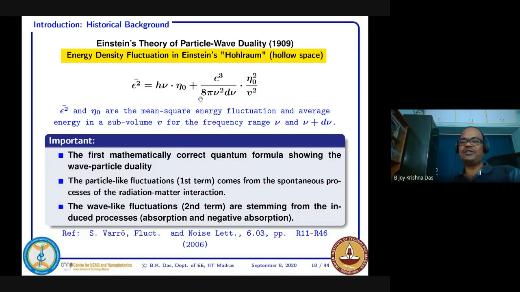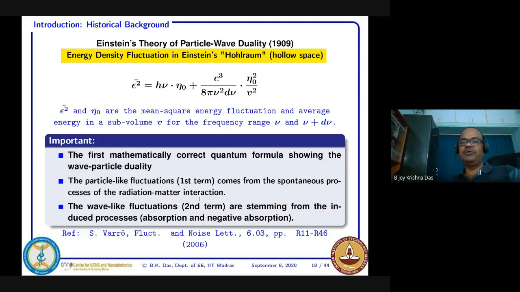So that fluctuation can be decomposed into two terms, one coming out of the wave nature, another coming out of the particle nature. The particle-like fluctuation, the first term, comes from the spontaneous processes. This is an important thing you should remember, because we'll be coming back to this again. The particle-like fluctuation comes from the spontaneous process of the radiation-matter interaction.